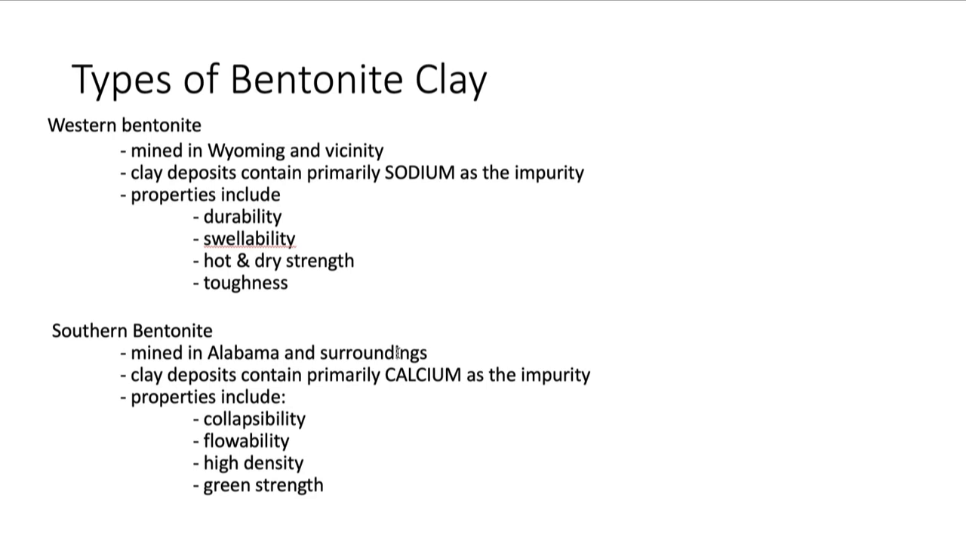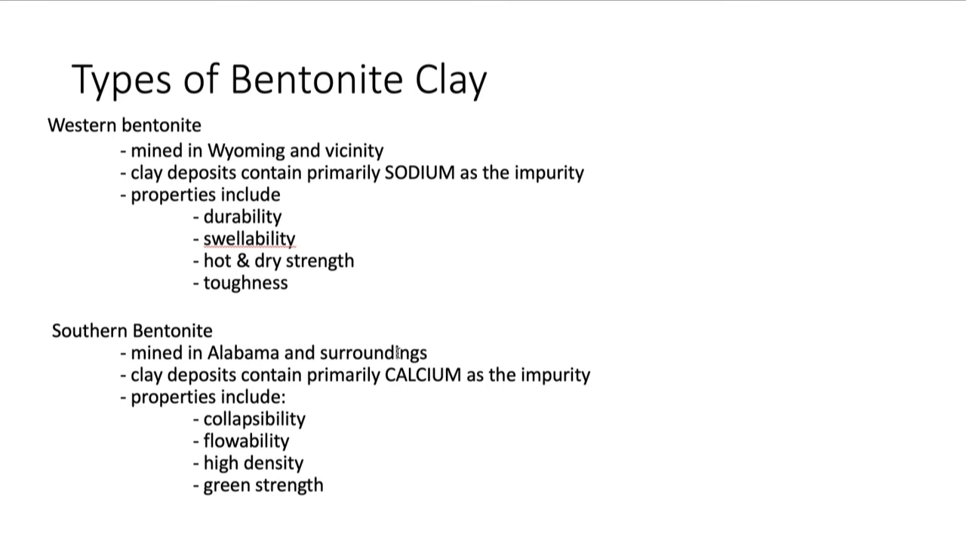They even take a Western bentonite and add some calcium ions to it to try to make a blend. Well, why would you want to make Western more like Southern? Because Western doesn't have very good green strength, but it has really good dry strength, whereas Southern has good green strength, but not very good dry strength.